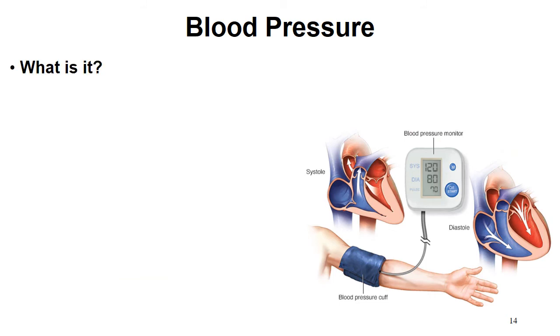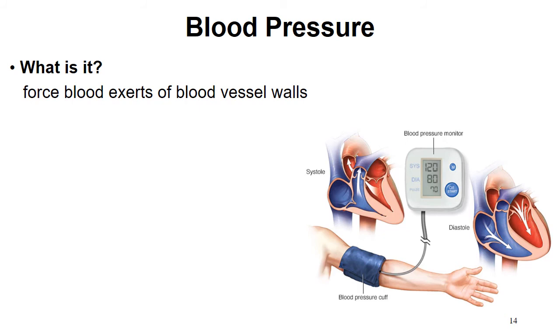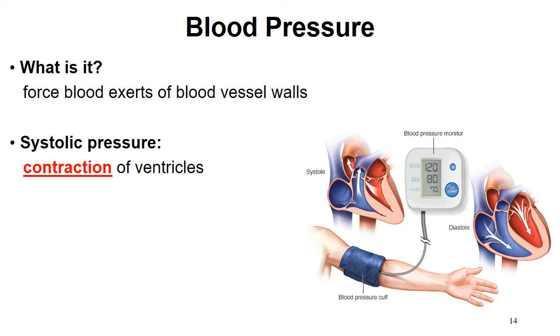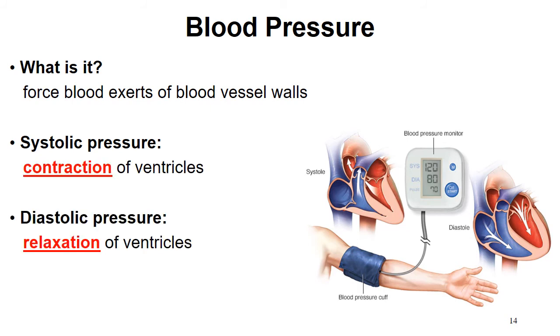So what is blood pressure? It's the force blood exerts on the blood vessel walls. Blood pressure also tells us whether or not you have something going on with you. In other words, it's a diagnostic tool. Systolic pressure is the contraction of the ventricles, and diastolic pressure is relaxation of the ventricles.